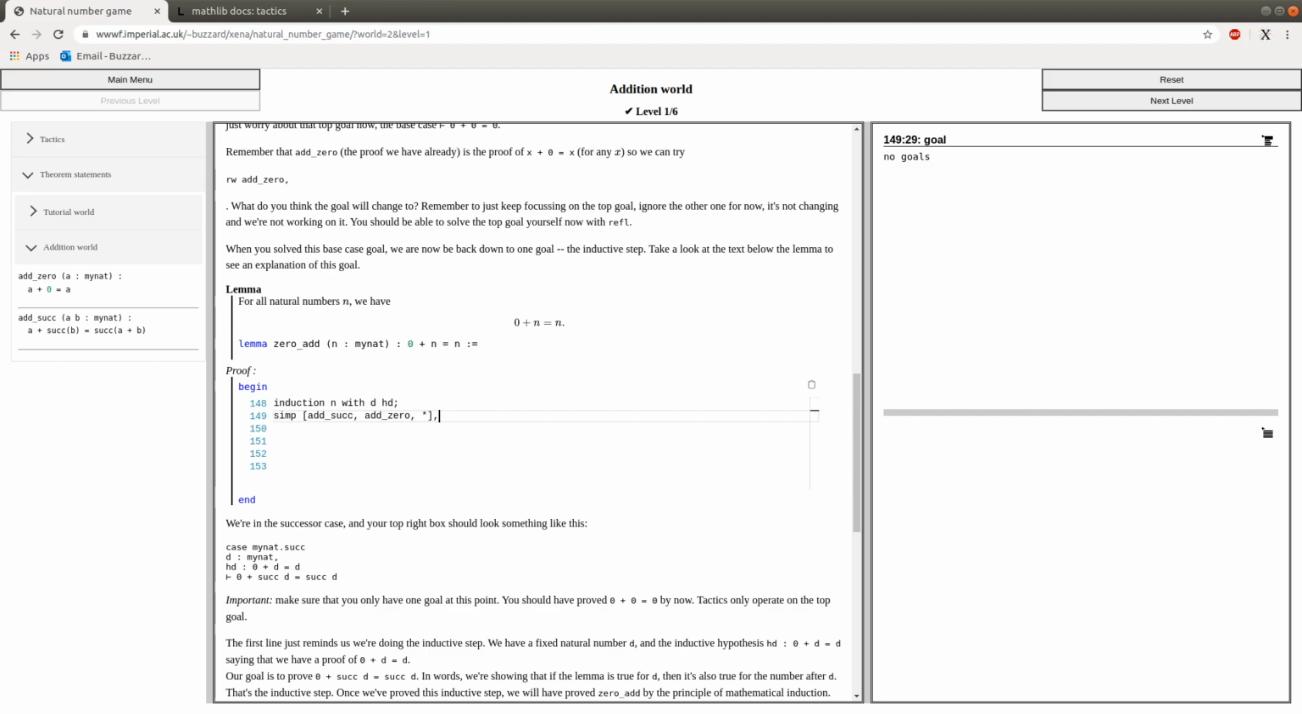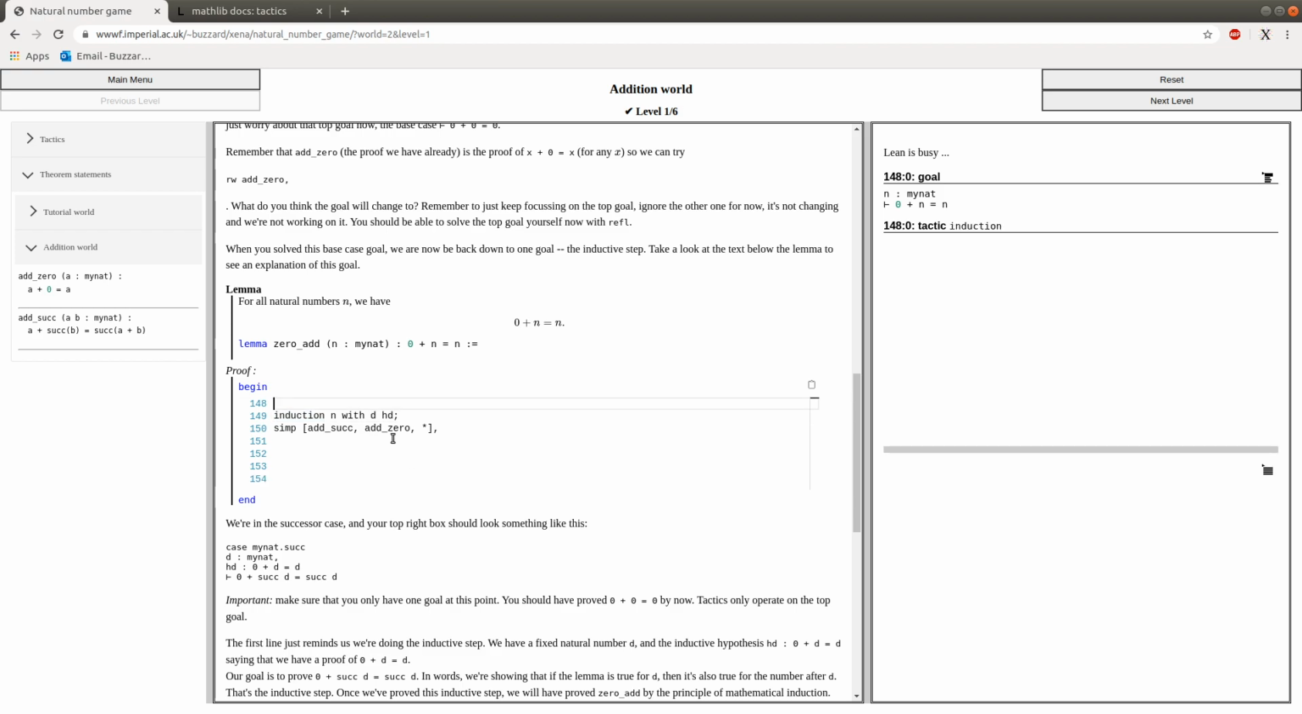The simplifier should already know about add suck and add 0, but unfortunately it doesn't, and so you have to do simp add suck add 0. So we can fix this, right? Let me show you a hack. If we sorry this, then we can put end, right?